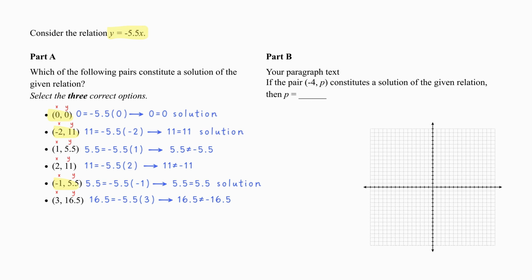Moving to part B. The question asks if -4, p is a solution. What is p? Remember, in the coordinates -4, p, the -4 is our x value, and p is our y value. Let's use our rule to find p. Y equals -5.5x. P equals -5.5 times -4. P equals 22. Ready for the next question? Let's go.